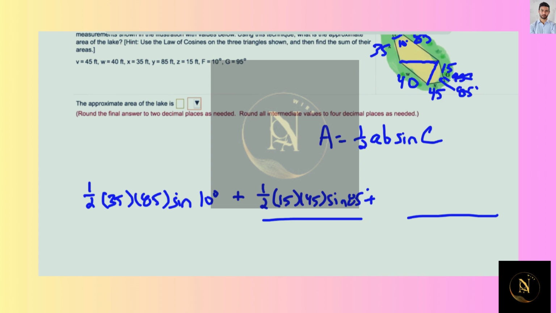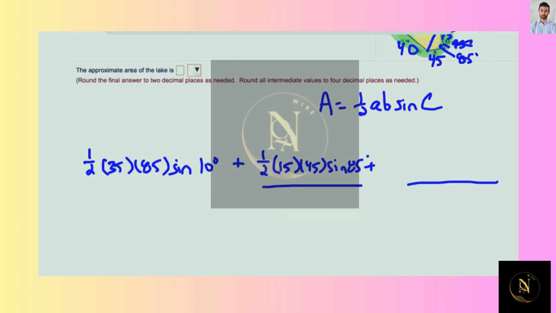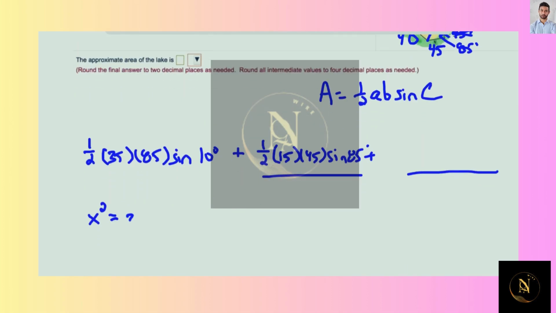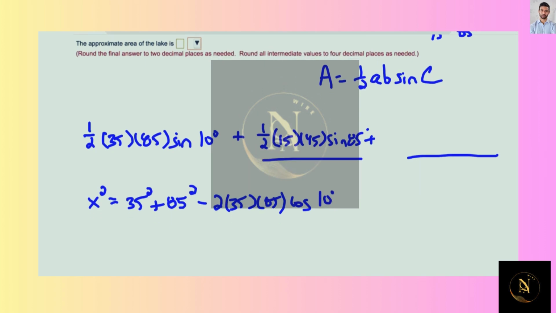So by the law of cosines, I'm going to just call it x, would be equal to the sum of the squares of the other two sides, 35 and 85, minus 2 times 35 times 85 times the cosine of the included angle, which is 10 degrees. And so x is the square root of all of that.